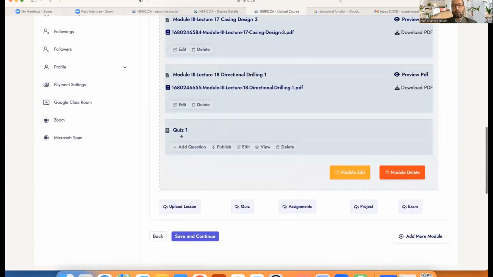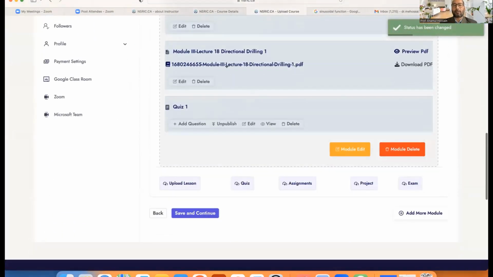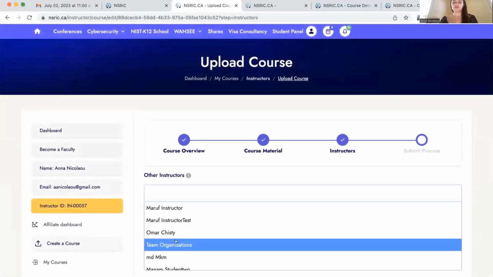But exams, and quiz is one of the types of exam, as you know, you need to publish. Now, if a student purchases the course, they will be able to see the quiz. Then if there are any other instructors, you'll put them here.